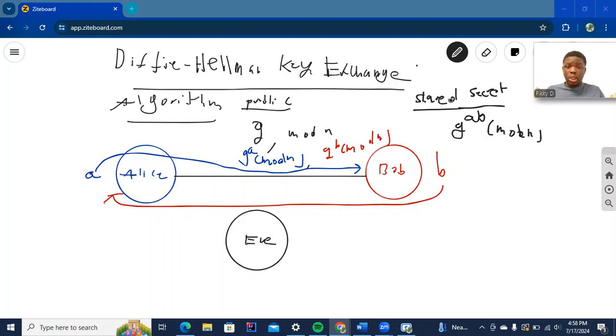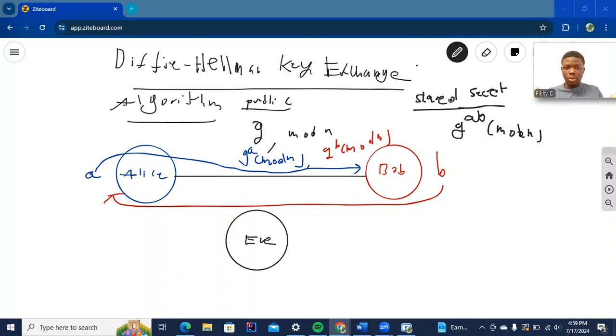So again, Eve knows G to the A. Eve also knows G to the B, but what she doesn't know is G to the AB, and only Alice and Bob know that because they're basically sharing their information that they privatize. They're sharing A and B, and so now they can combine that information in a unique way and have this thing that they literally communicated over. We literally communicated because A and B are not public.